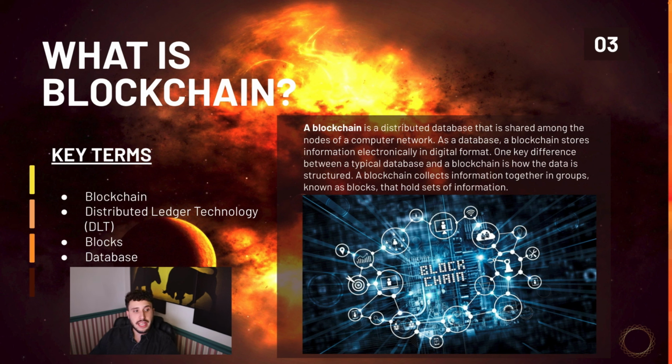So let's dive through the key terms. Number one, blockchain. We just learned about it. Then we have a database. A database is kind of like a ledger. It's the same kind of thing. It's just a place where information is stored.